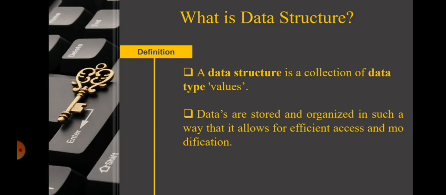Here the data type value is a term which refers to a kind of data that may appear in a computation. For example, we can consider a data 34. Here 34 is termed as data and the 34 is an integer type. That integer type is termed as a data type. Okay, are you clear about what is data structure? A data structure is a collection of data type values. Here, the data are stored and organized in such a way that it allows for efficient access and modification.